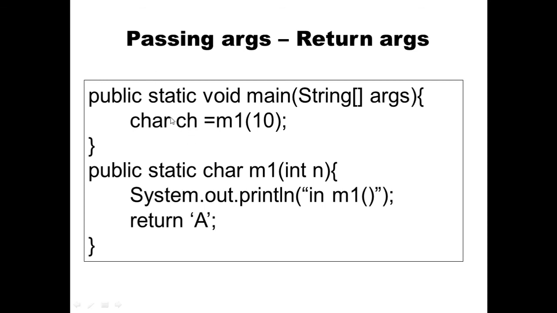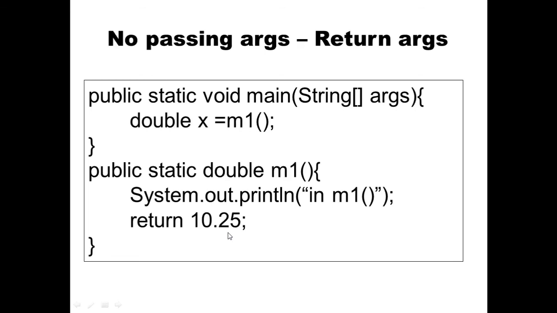So, no passing argument but returning argument. Here we are not passing any argument. See here, no arguments we are passing, but we are returning a value, meaning we are accepting it as a double type. So at the time of the method returning, we are accepting it as a double type. So our return will be 10.25.